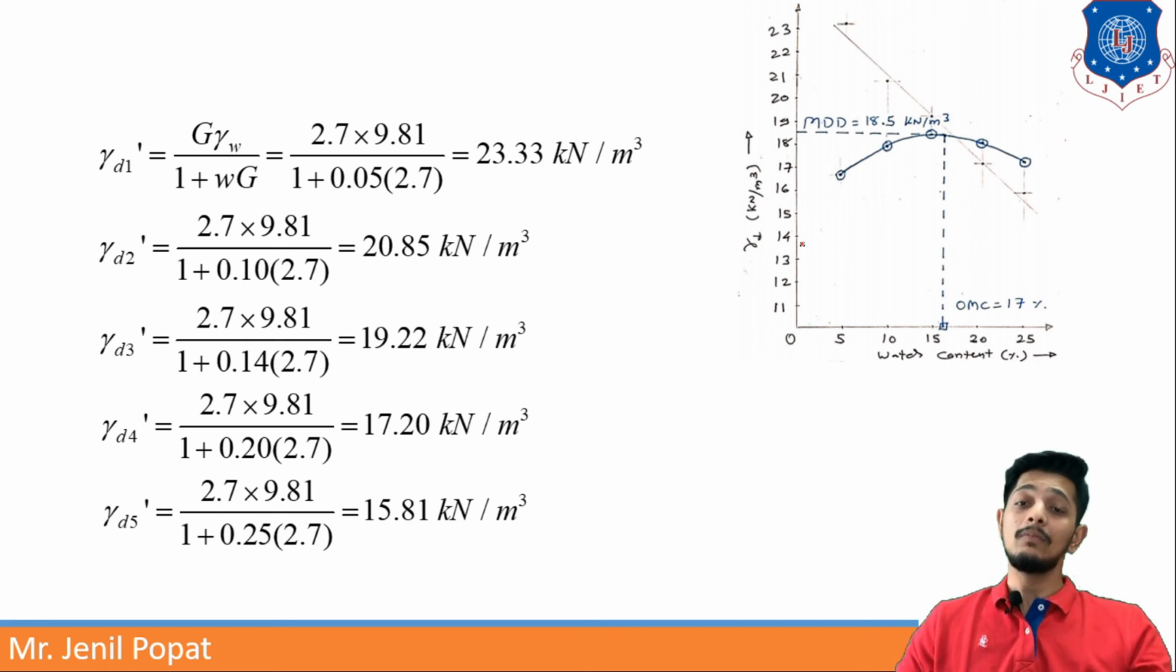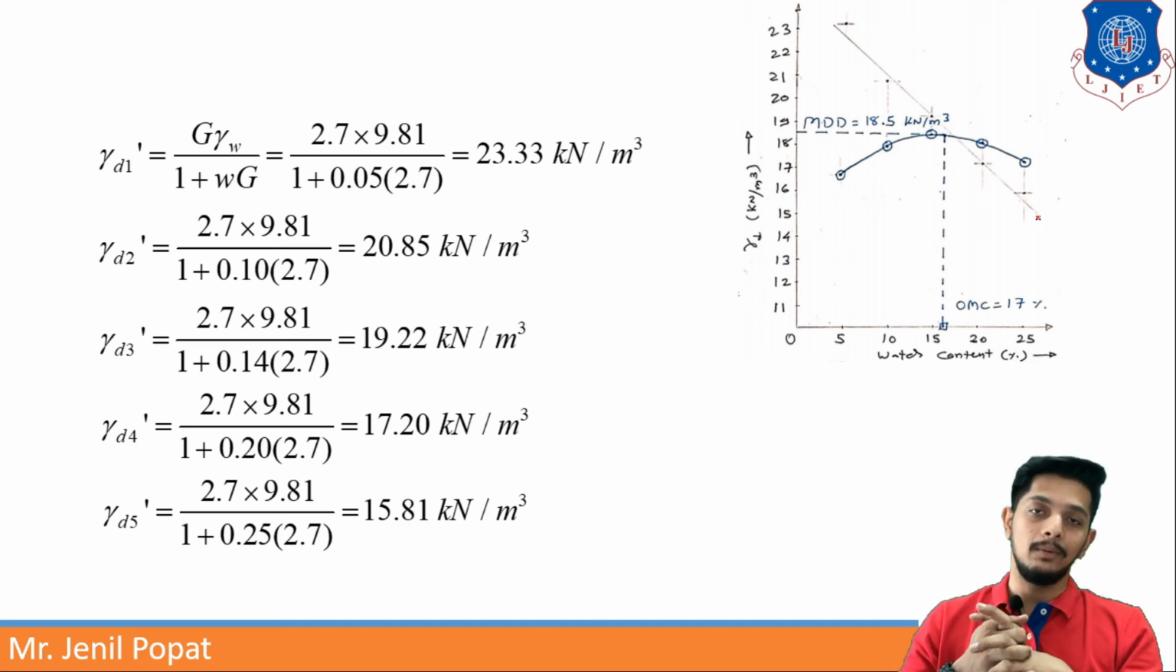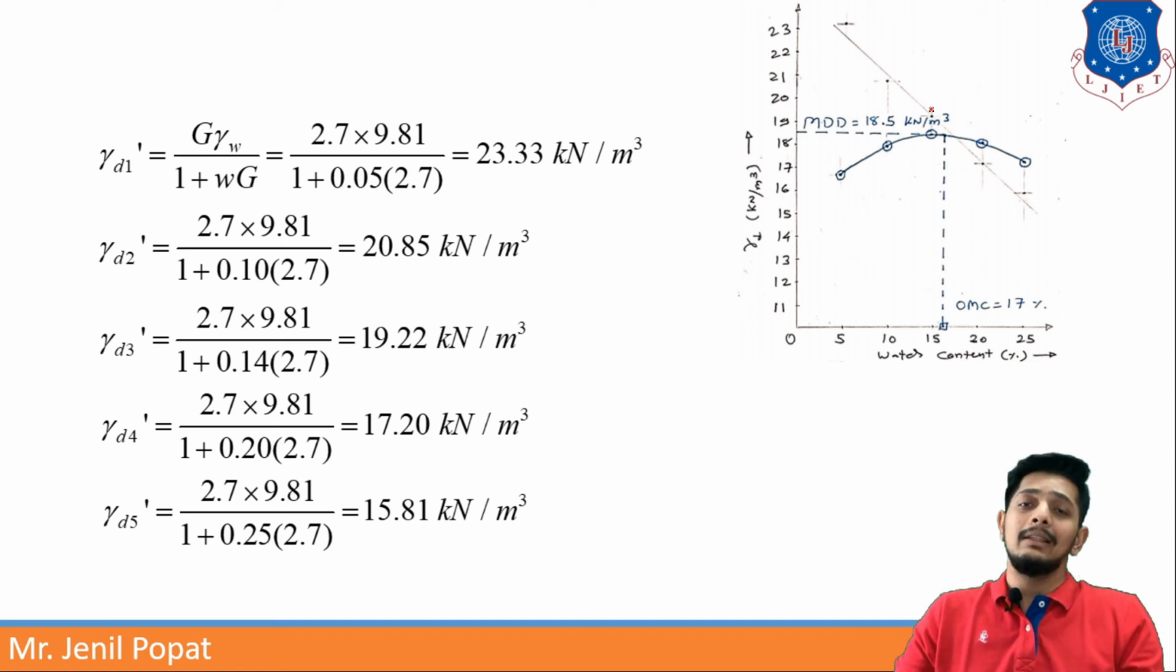17%. Furthermore, this line is known as the zero air void line or full saturation line, as we have put Sr as 1 in the equations. So putting Sr as 1, I am getting 1, 2, 3, 4, 5 points. All five points are joined by a straight line, and this line is showing the zero air void line or full saturation line. So that's it in this chapter.